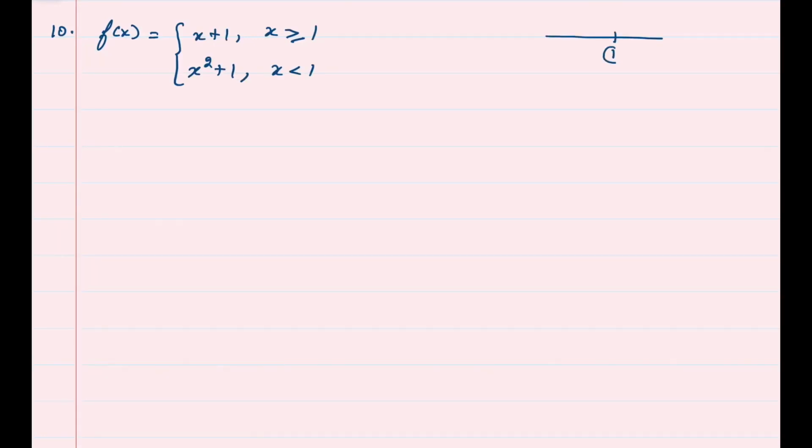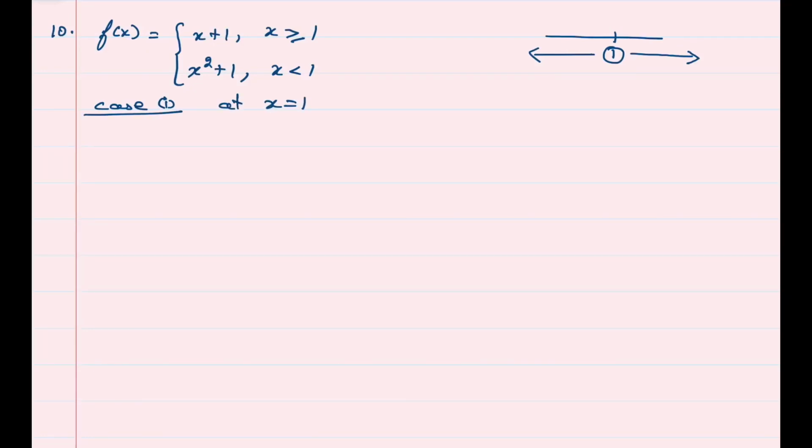Tenth question. Find all points of discontinuity of f of x, where f of x is x plus 1 if x is greater than or equal to 1, x square plus 1 if x is less than 1. We will check the continuity at 1 first, and then for all real values which are less than 1, and we will check for all real values which are more than 1. Case 1, at x equal to 1.